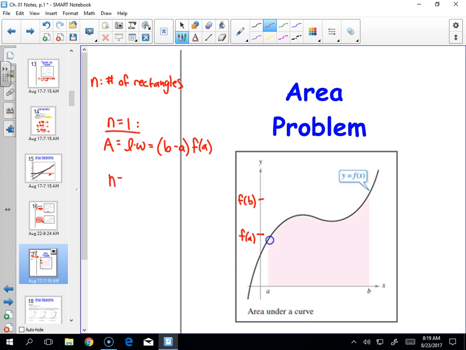What if I wanted to fit in n equals 3? What would I do? 3 rectangles. You guys choose. It doesn't truly matter at the end of the day. Do you want to start from f of a and go from left to right, or do you want to start from f of b and go from right to left? Left to right. That's how you read.